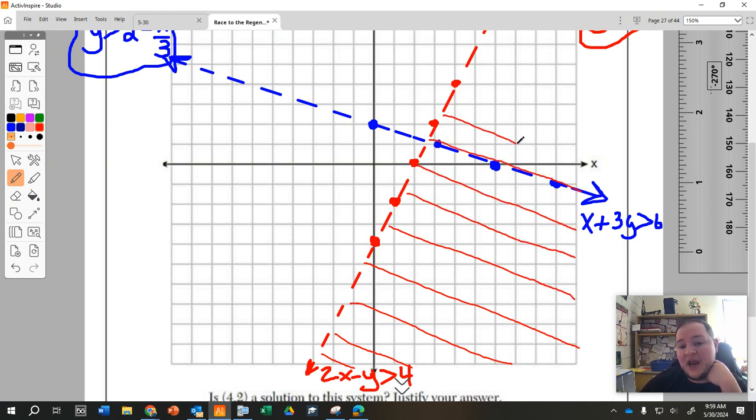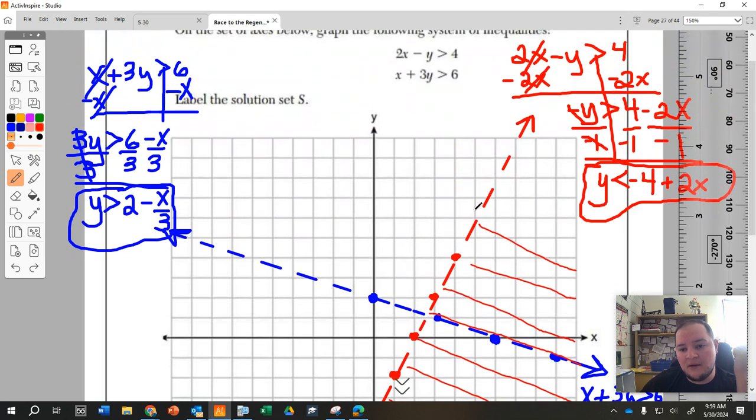And as I shade, I'm pretending that blue graph isn't even on my paper. It's going right through it. Look at that. So this is less than. This is below it.